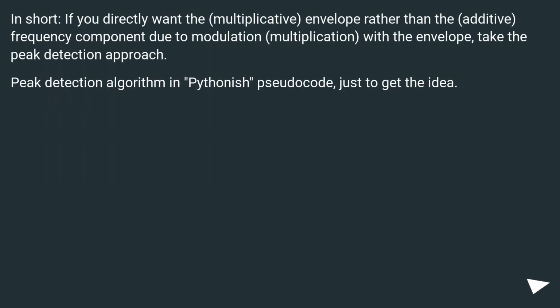In short, if you directly want the multiplicative envelope, rather than the additive frequency component due to modulation, multiplication with the envelope, take the peak detection approach. Peak detection algorithm in Pythonish pseudocode, just to get the idea.